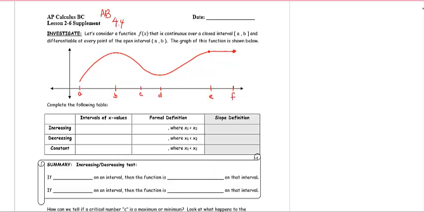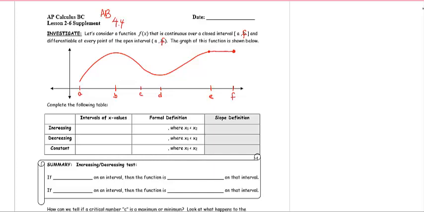So it says, let's consider a function f of x that's continuous over a closed interval. Let's go from a to f now, not a to b, and differentiable at every point on the open interval from a to f. Continuous and differentiable. Nice. So here's the graph of the function. I'd like us to complete the following table.